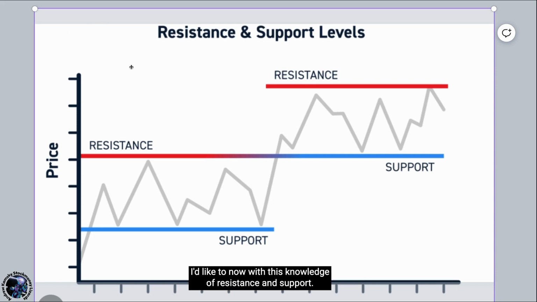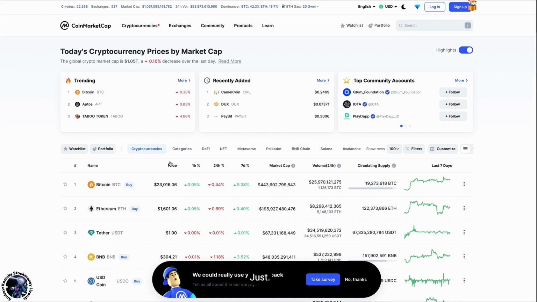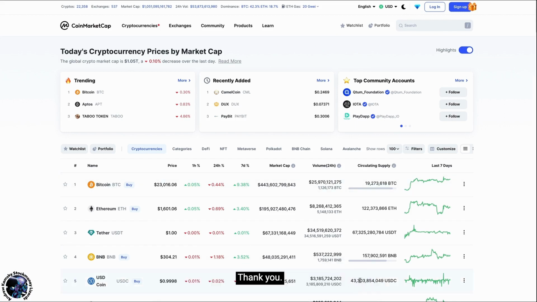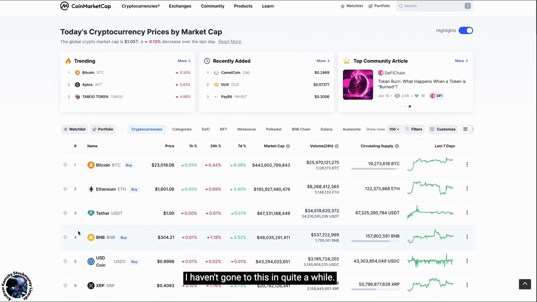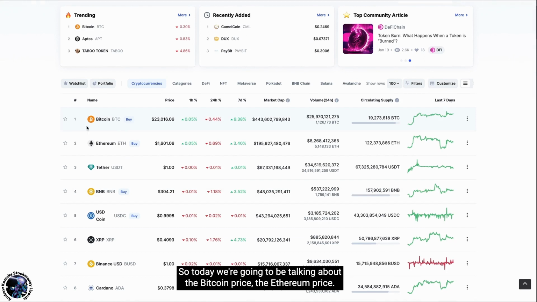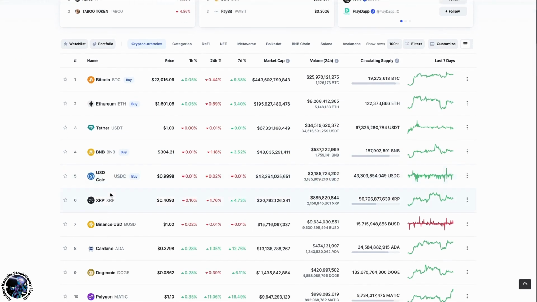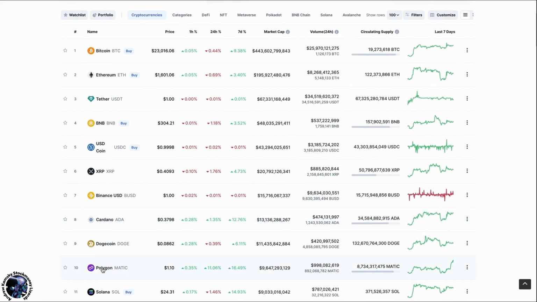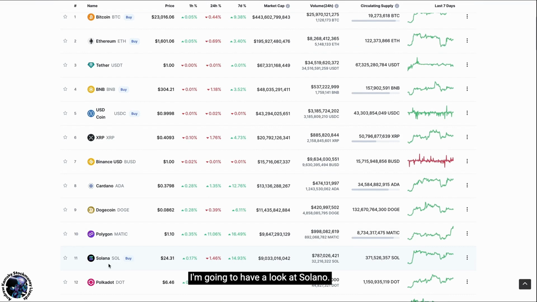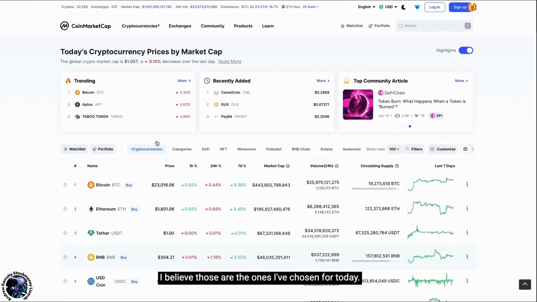I'd like to now, with this knowledge of resistance and support, just go through the coin market cap. I haven't gone through this in quite a while. So today we're going to be talking about the Bitcoin price, the Ethereum price, XRP, we're going to have a look at Cardano, and we're going to have a look at Solana. I believe those are the ones I've chosen for today.